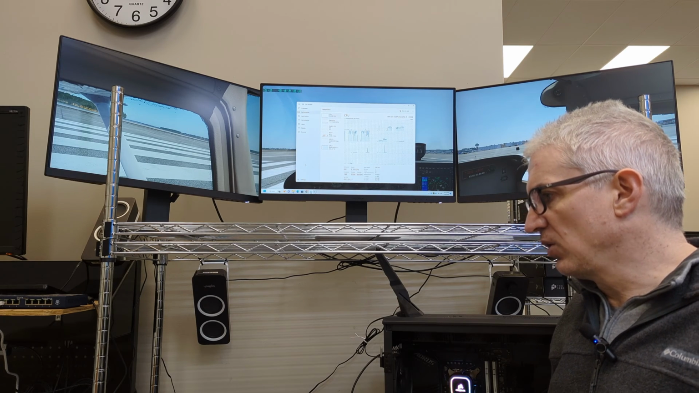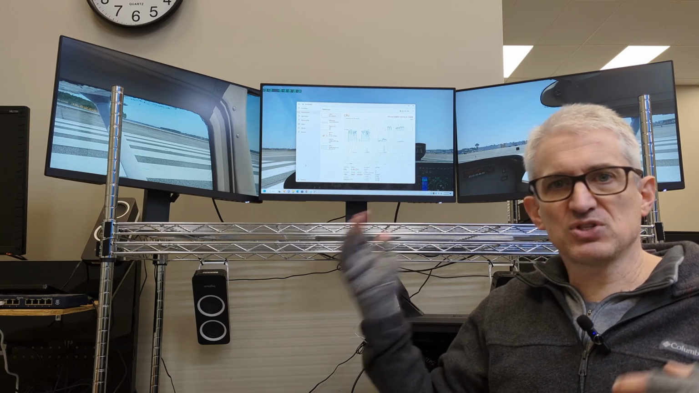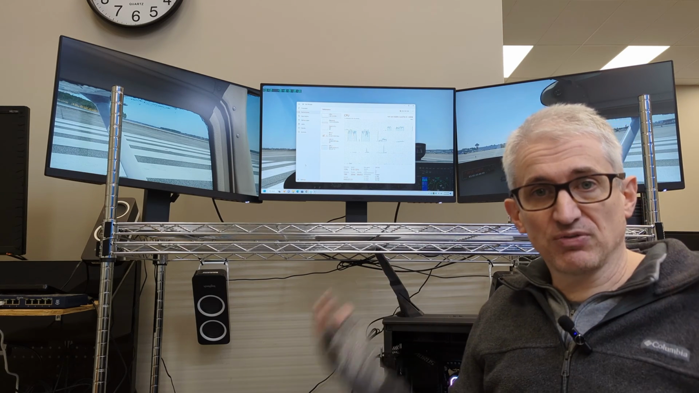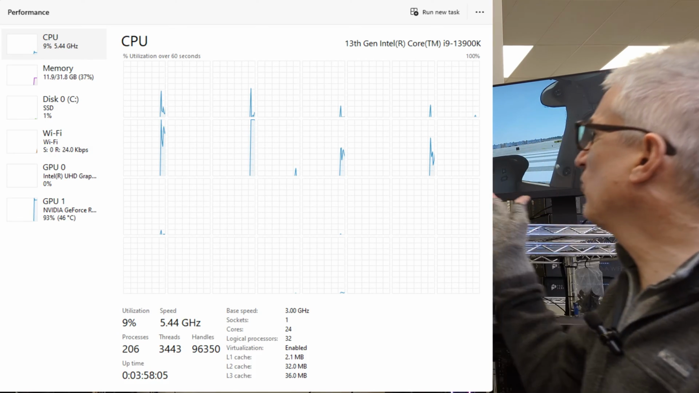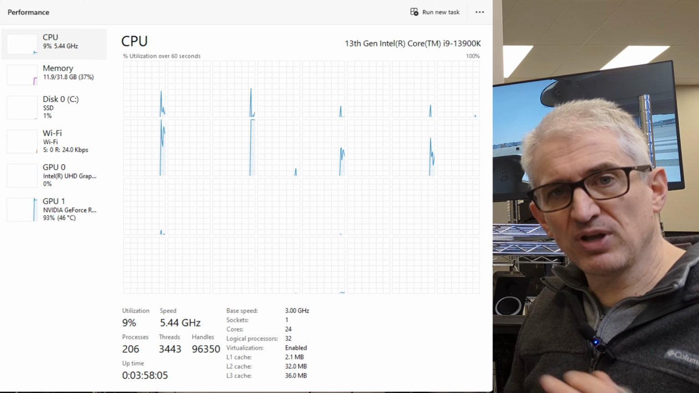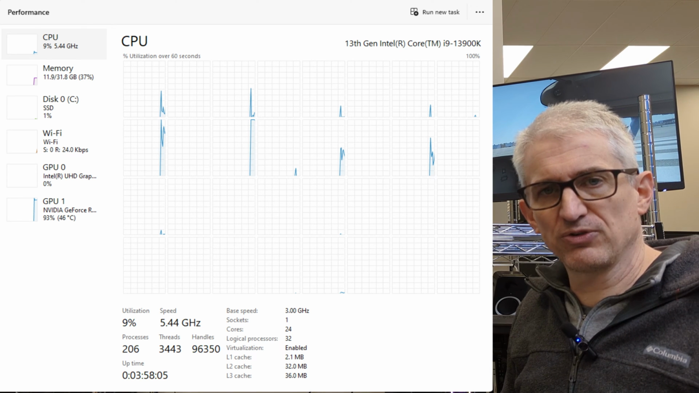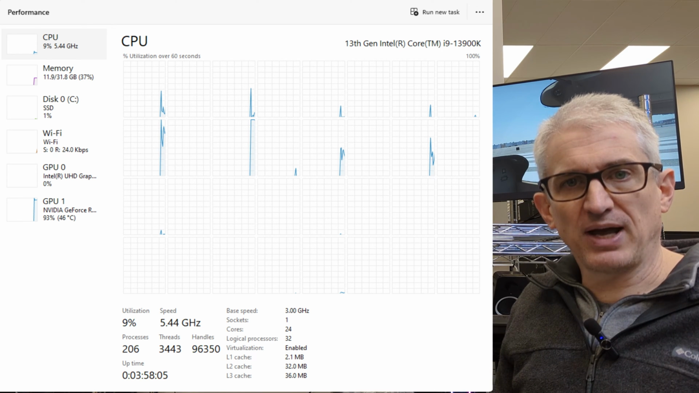And I talked to the developers, to Austin, and said, hey, this stuff needs to be run on different threads, different cores. We've got a 24-core processor here, and we're only showing 9% processor utilization. That's because X-Plane essentially uses two cores, no matter how many screens you add.